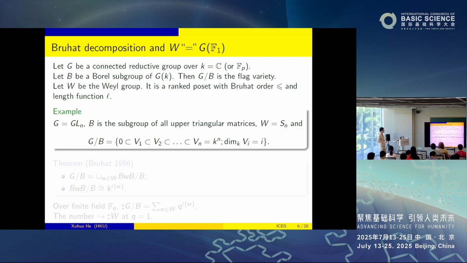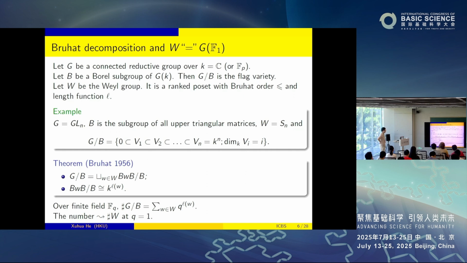But actually, the two important features are the Bruhat order, which actually reveals the geometry, the closure relations, and the length function, which reveals the dimension. And so this is actually the example in GL_n. So one-dimensional contained in two-dimensional, and so on and so forth. So this is why we call this the flag variety. And well, so the Bruhat decomposition is the decomposition of the flag variety into this disjoint union of the Schubert cells.